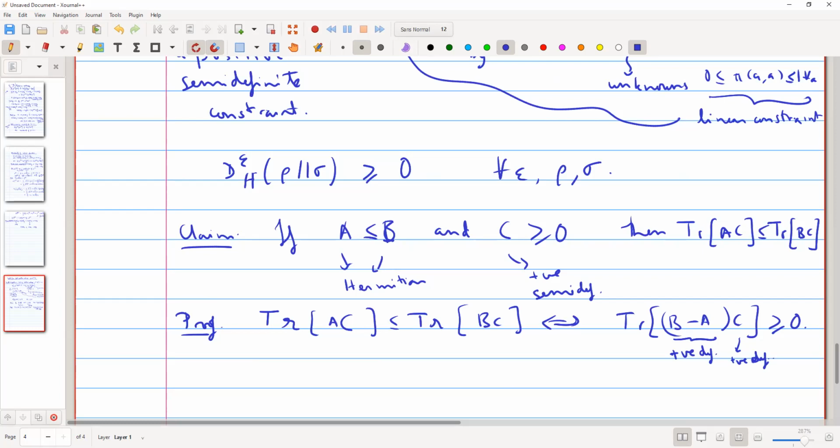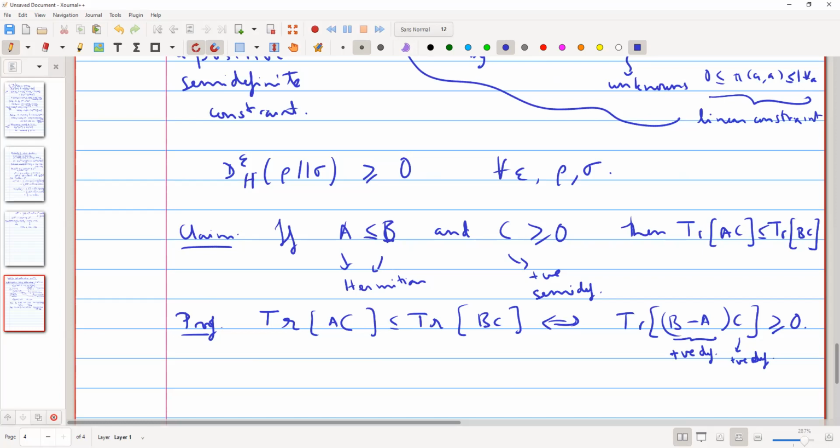If the product was positive semi-definite, then great. All the eigenvalues are non-negative, and trace is the sum of eigenvalues, so it's greater than or equal to 0, and we'd be done. But the problem is that the matrix (B minus A) times C is not even Hermitian. So in general, its eigenvalues are complex numbers, and it's not at all clear that the trace will be a real number. So I hope you appreciate how non-trivial that statement is.